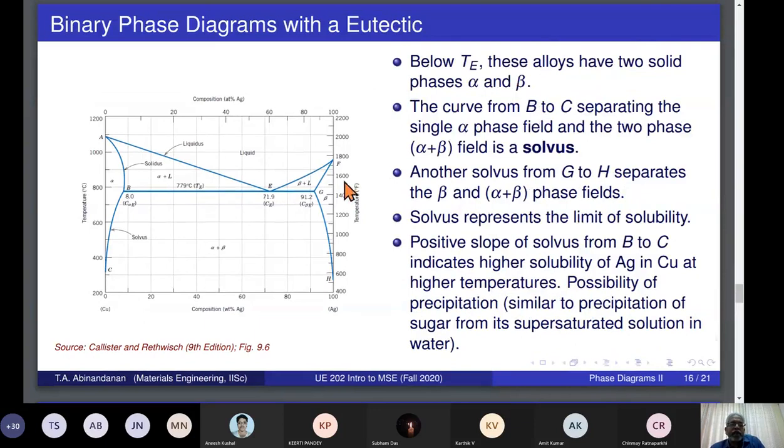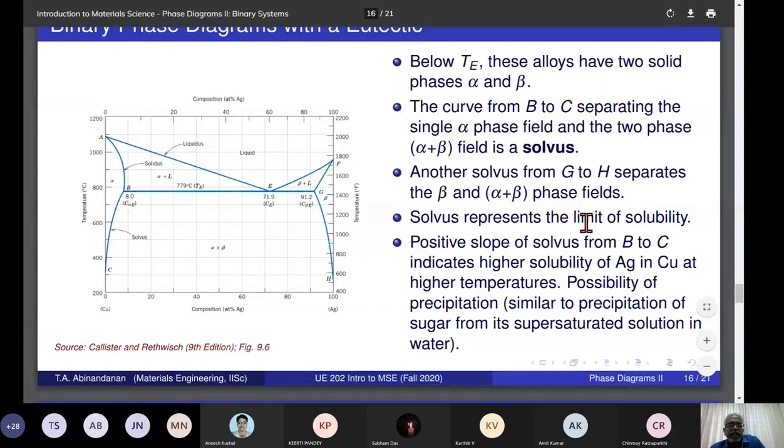Okay, some more features. Below the eutectic temperature, you have alpha and beta being stable for all these alloys. And there is this feature that you see here, and it separates one solid phase region from the two solid phase region of the phase diagram. That feature is called solvus, sort of similar to the liquidus and solidus, but this represents something slightly different. This represents the limit of solubility, that is, at some temperature such as 700 degrees Celsius, about 5% of silver can go into a solid solution in copper, but not more. If you try to put more, the average composition keeps going up and it will take you into the two-phase region and so on. So it basically represents the limit of solubility.